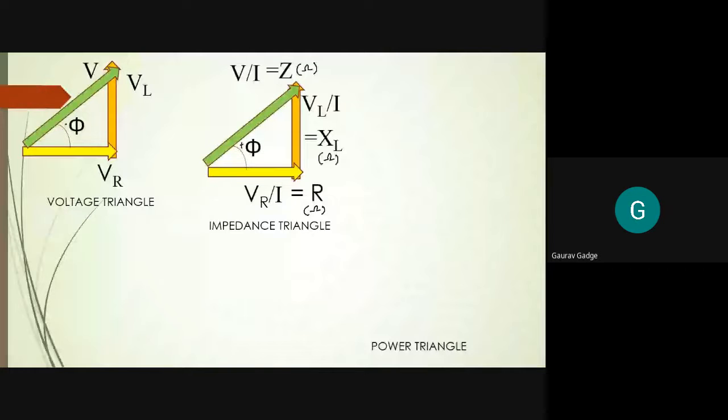Okay, now again, we have studied the voltage triangle: VR, VL, V, phase angle phi. We have studied the impedance triangle, for which we divided VR, VL, and V by R. So VR by R, VL by R, V by R. VR by R and VL by R give resistance and inductive reactance, and the units are ohms. And therefore that is Z, and its unit is ohms. And the phase angle is phi, and this phase angle is positive phi.